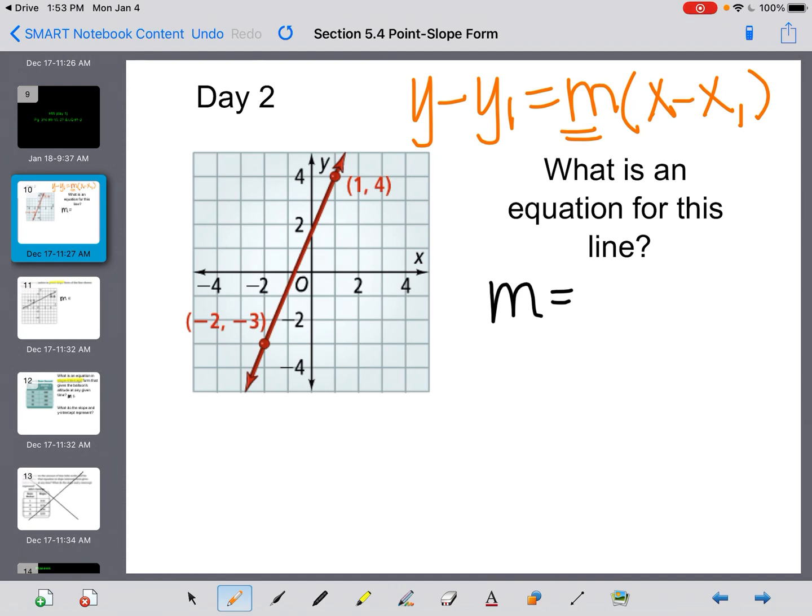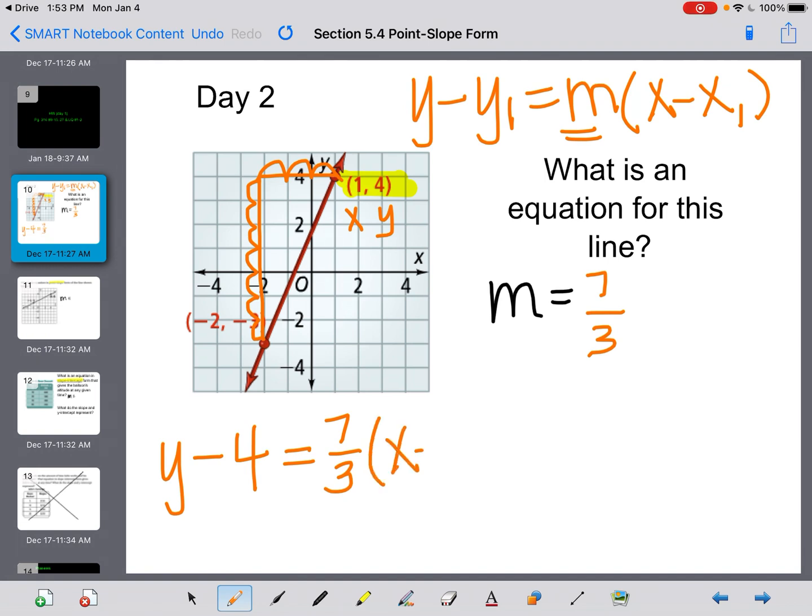And if you remember, when you have a graph, you just have to count. So we'll draw our triangle and count it. So 1, 2, 3, 4, 5, 6, 7. So it's rise 7, run 1, 2, 3. There's our slope, 7/3. And then we just get to pick one of these ordered pairs. I'm going to use the positive one, and I'm going to plug that in as my x and my y. So I will have y minus the y value equals my slope times x minus the x value.